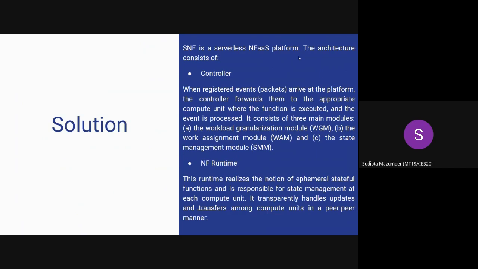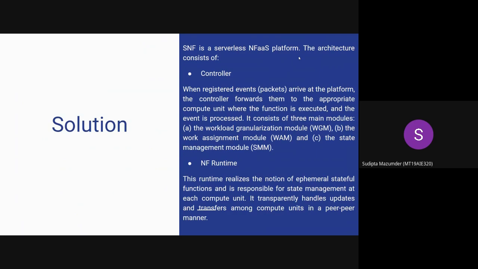This basically means that when the packets are part of an existing information chain, it will be granularized and moved forward. But once we encounter a new packet for some new information, then from WGM it goes to WAM and then further. Next up, we have the SMM, or the state management module, which is going to encode a small amount of metadata to each packet, which compute units are going to use to push or pull state to and from, and a logical clock to prevent stale state updates.